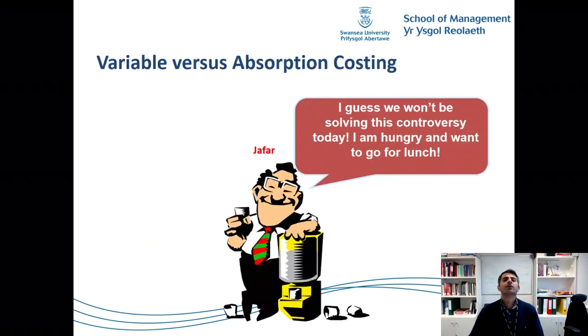Right, here we go. As you see, it's difficult to go ahead with variable or absorption costing. Some businesses favor variable costing when they calculate product cost per unit. Some businesses favor absorption costing when they calculate product cost per unit. It's up to the business, but at least now you should understand the main difference between the two methods, and you should be able to prepare the statement of profit or loss under the two methods.